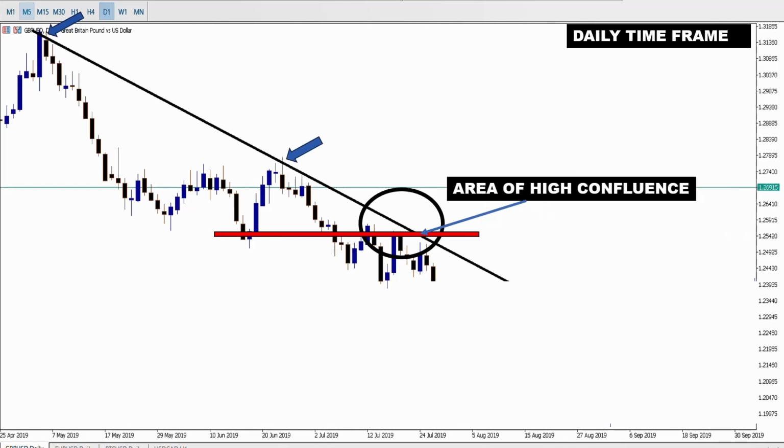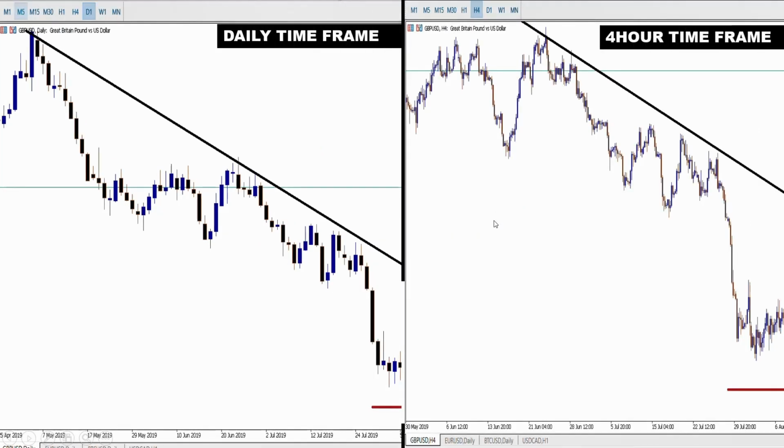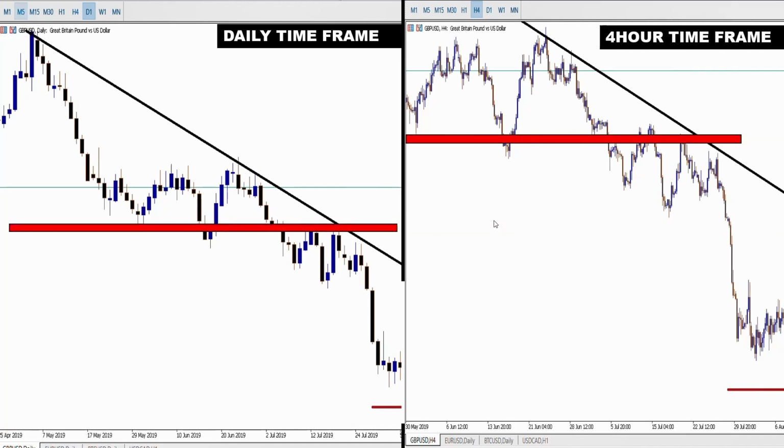The next thing to do is to step down to a lower time frame, precisely the 4-hour time frame, where you can see more information on the trade. Let's put the two time frames together for better information, that is, the daily and the 4-hour time frame. Notice the 4-hour time frame shows more information about the price and the reaction taking place at the confluence area. Let's look at it very well, and see how to work with this information.